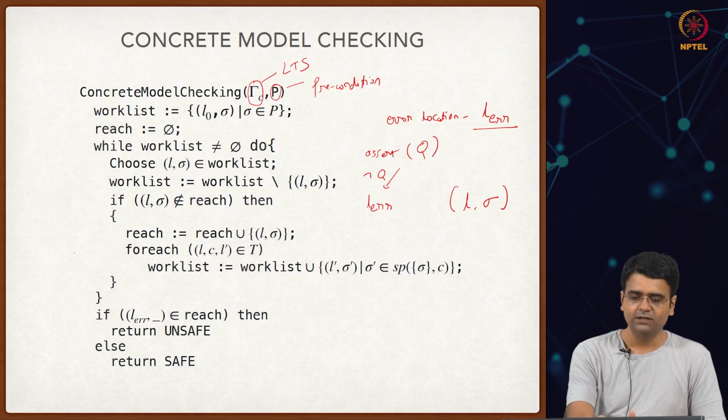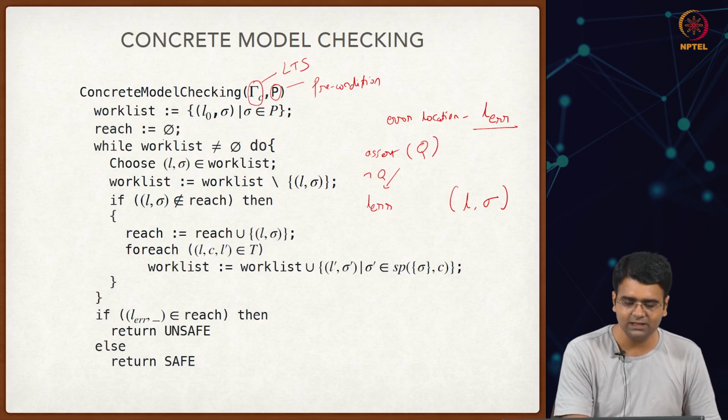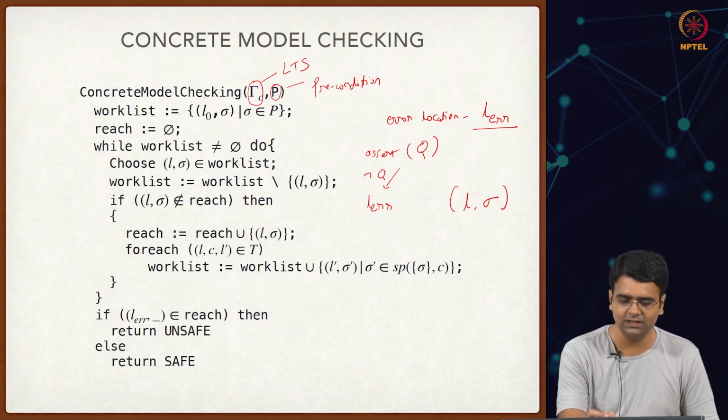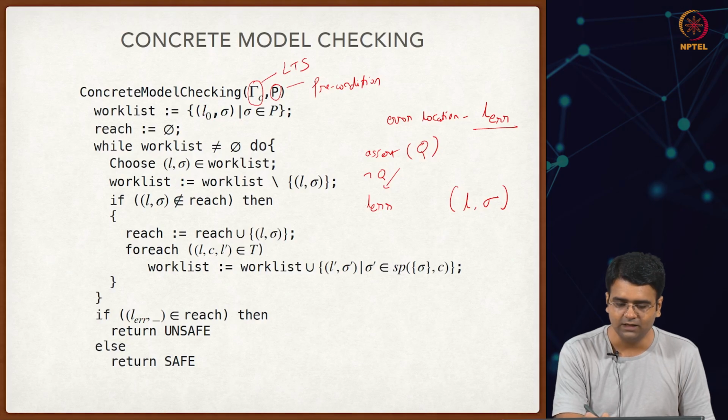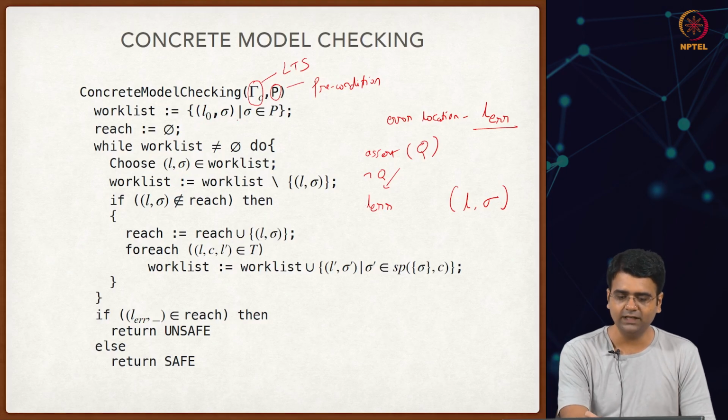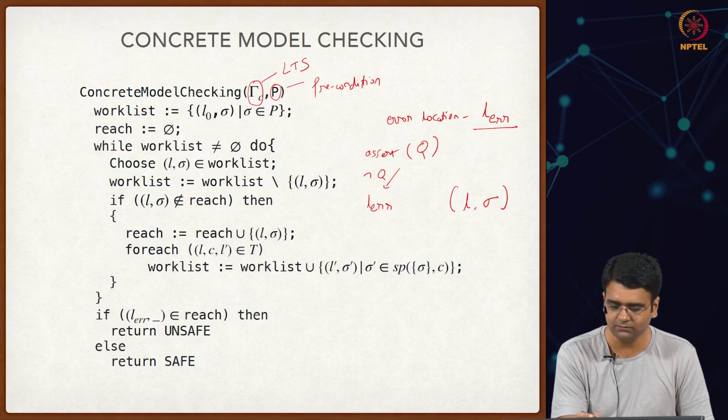Okay. So for initialization, the concrete model checking algorithm initializes the work list with a set of pairs, and these pairs are of the form L0 comma sigma, where L0 is the start location and sigma is any state in the set of preconditions.